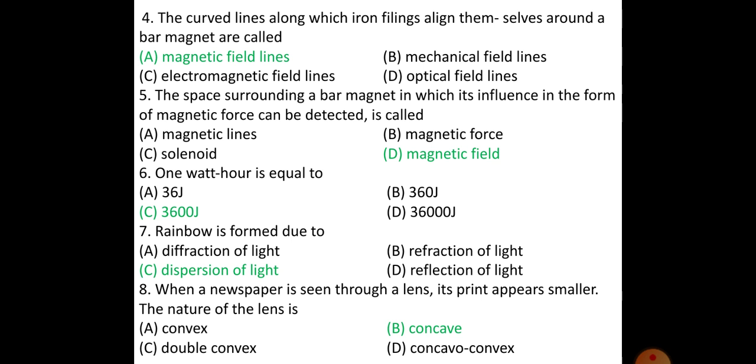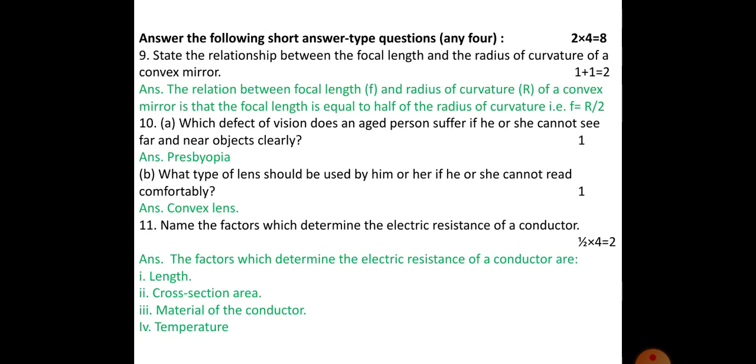Rainbow is formed due to dispersion of light. When the newspaper is seen through a lens, its print appears smaller. The nature of the lens is concave. Now answer the following short answer type questions.